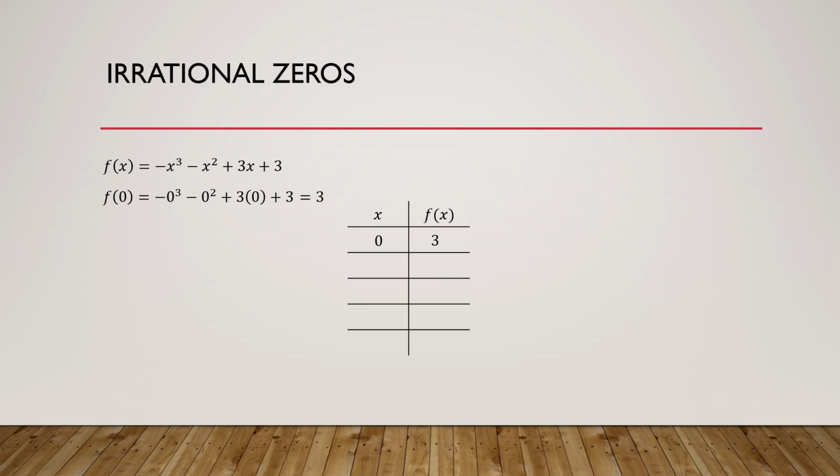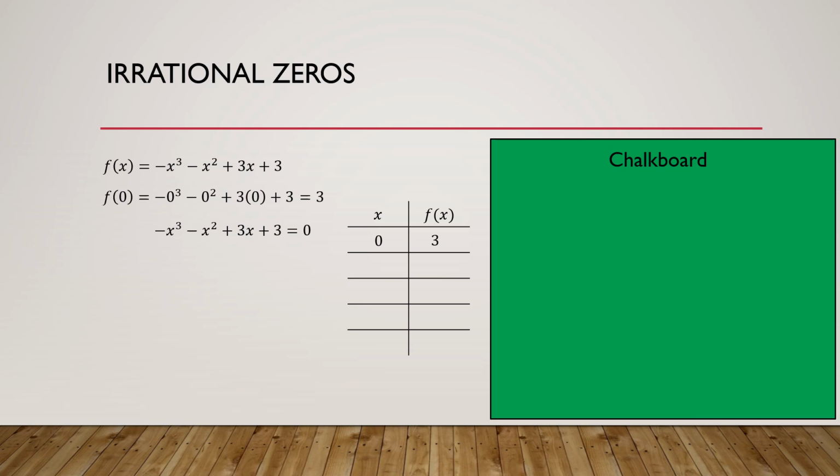Next, we set the polynomial equal to 0 and look for possible factors. These will come from the constant term divided by the leading coefficient, or 3 over 1, or 3. Possible rational zeros will then be 1, negative 1, 3, and negative 3.